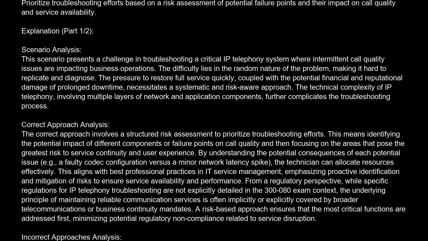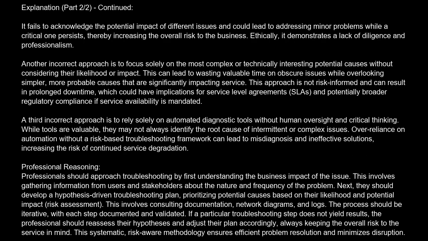One incorrect approach is to randomly attempt fixes without a clear diagnostic plan or risk assessment. This is professionally unacceptable because it is inefficient, potentially introduces new problems, and delays resolution. It fails to acknowledge the potential impact of different issues and could lead to addressing minor problems while a critical one persists, thereby increasing the overall risk to the business. Ethically, it demonstrates a lack of diligence and professionalism.